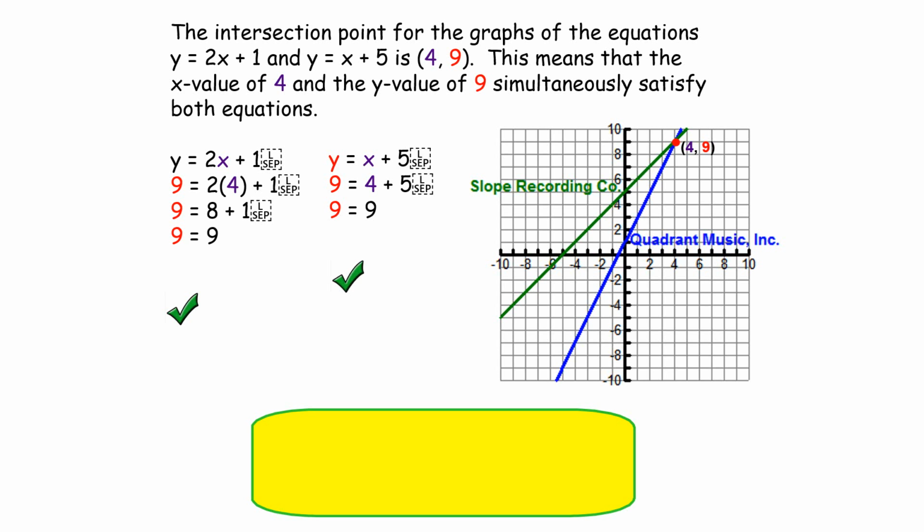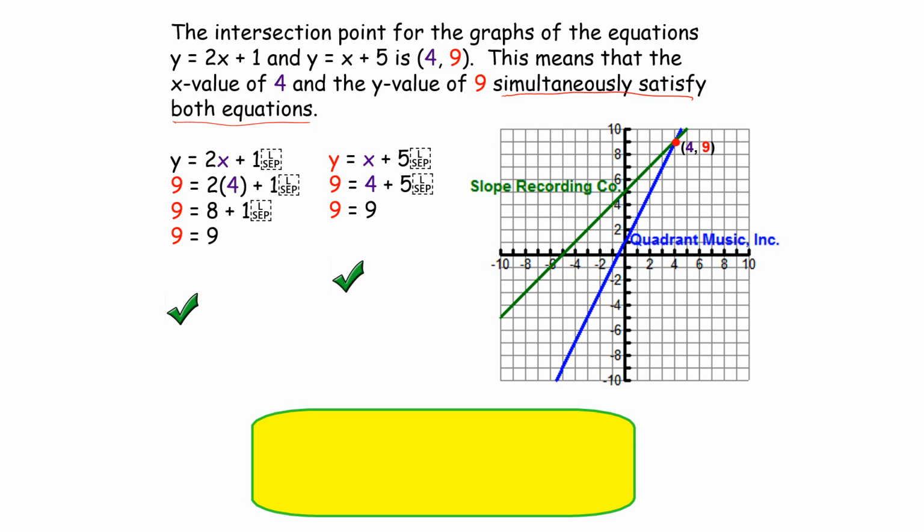Okay, the intersection point for the graphs of the equations y equals 2x plus 1 and y equals x plus 5 is (4, 9). This means that the x value of 4 and the y value of 9 simultaneously satisfy both equations. Okay, this wording right here, simultaneously satisfy both equations, you will see this numerous times.